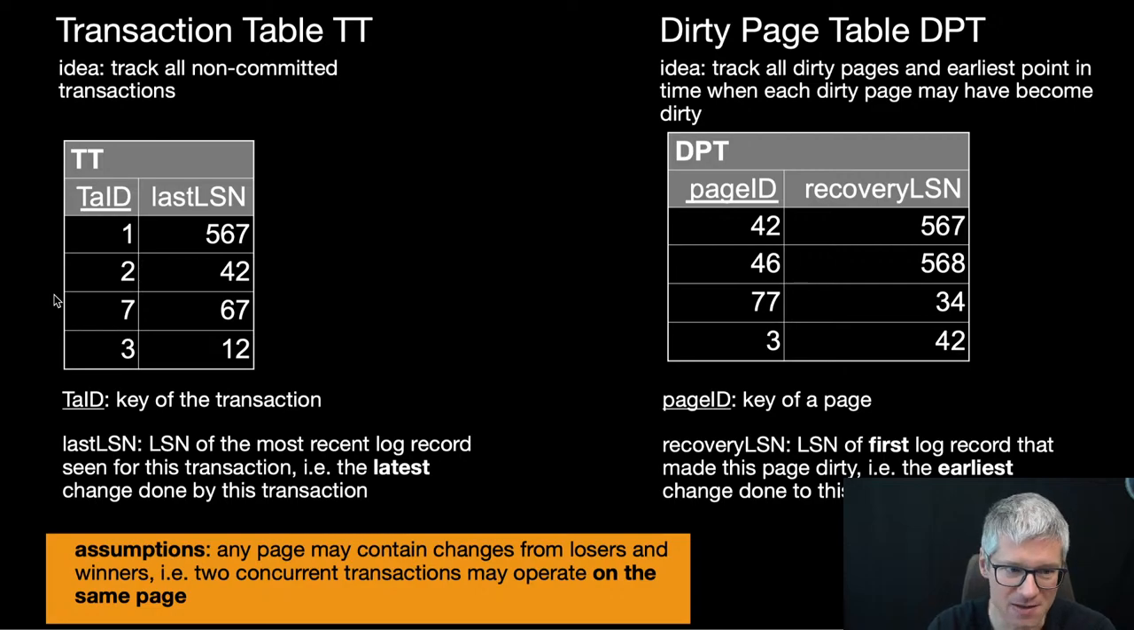And the table is relatively easy. You just have the transaction ID, a unique ID for the database system, allowing you to identify transactions. So each and every transaction submitted will get a unique ID. And the last LSN. LSN is a log sequence number.